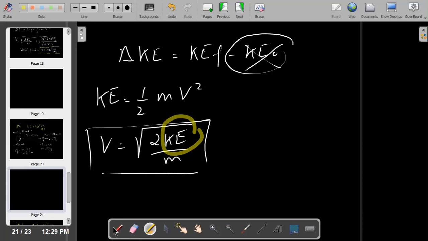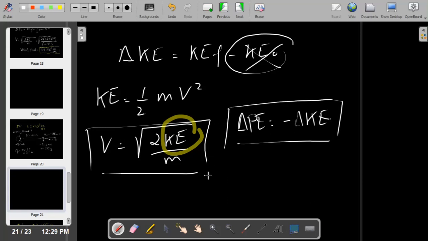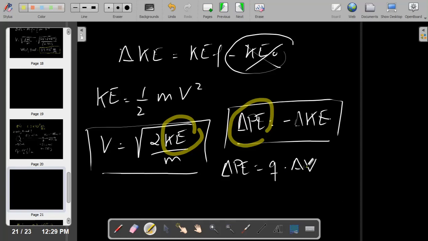Okay. Remember that this comes from this other formula. Change in potential energy will give us our change in kinetic energy. So this formula allows us to find this kinetic energy that we are missing. But once again, we're missing something. We don't have these. So where do we find these? Our change in potential energy equals our charge times our change in electrical potential. Oh, goodness, we are missing this.